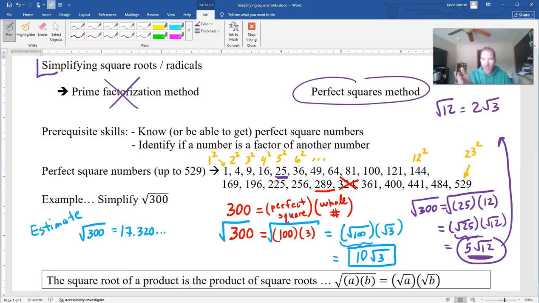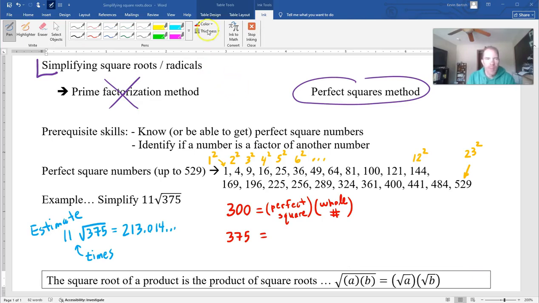So just be careful. That's why I kept working down the list, saying what's the biggest possible number on our perfect squares list. And I worked down from the biggest to the smallest instead of going from the smallest to the biggest. Okay. But let's see. I think I got 2 more examples if we can get through.